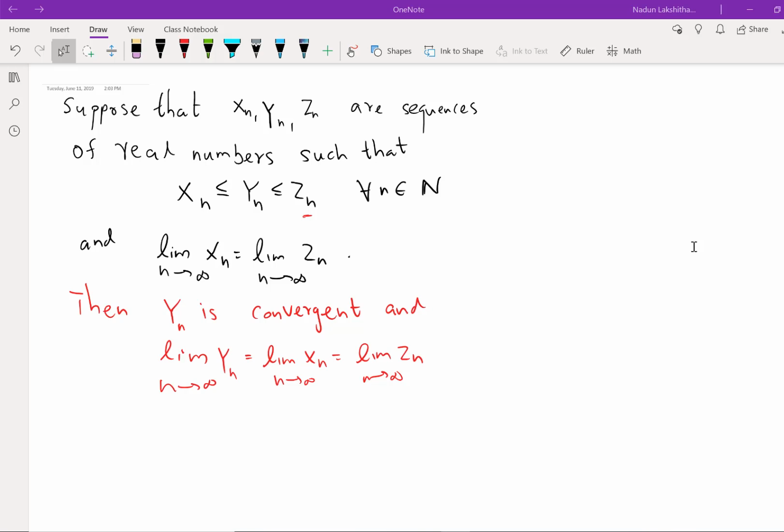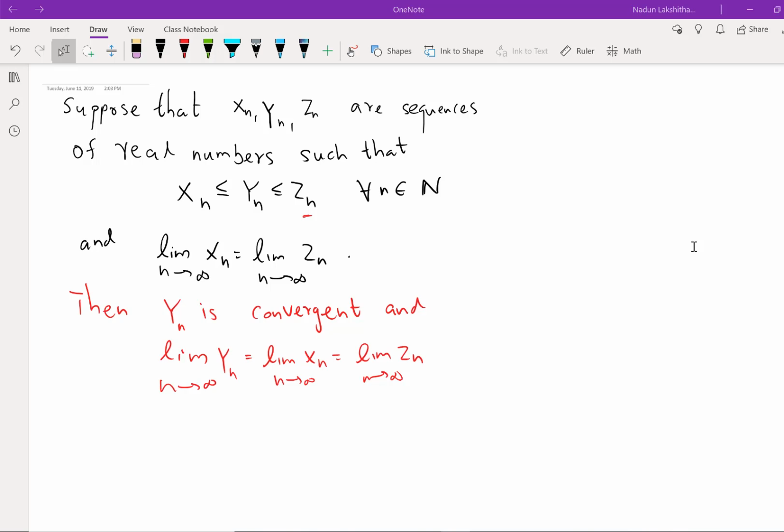Hello everyone and welcome. In this video I'm going to teach you the squeeze theorem. The squeeze theorem is a theorem we can use to find the convergence of given sequences. Some people even call it the sandwich lemma or the sandwich theorem. I will explain later why we call it the sandwich theorem. Okay, so let's learn it.